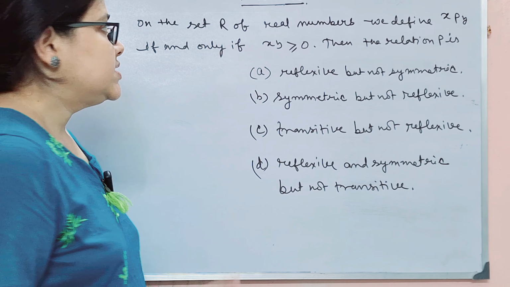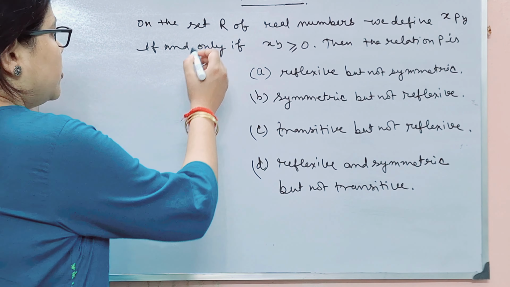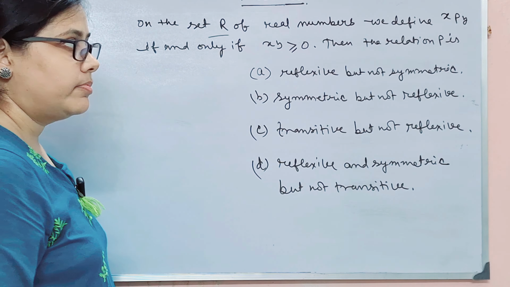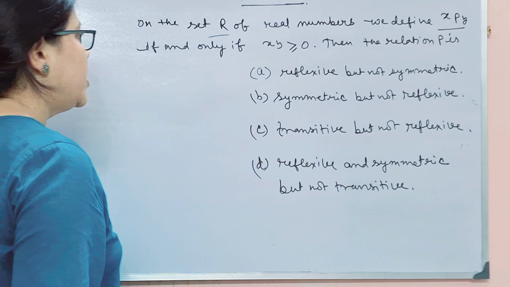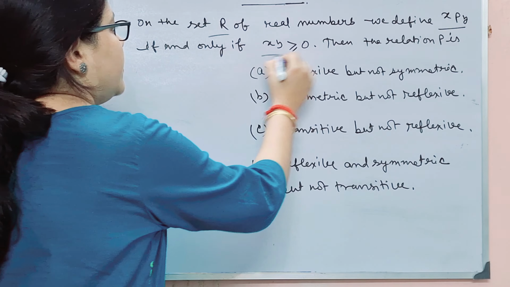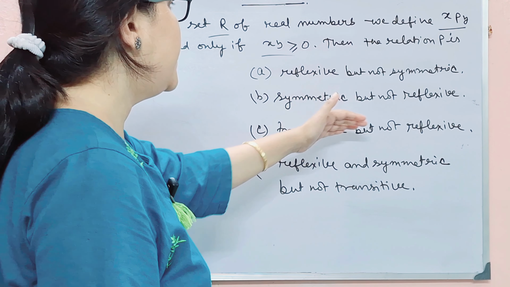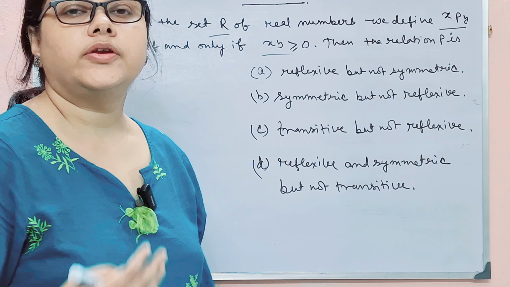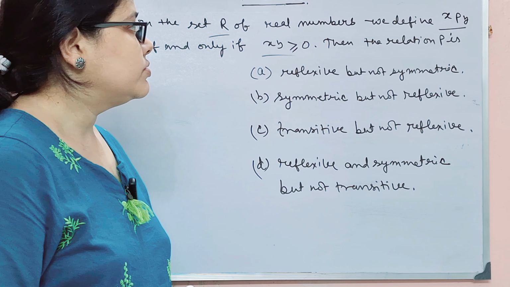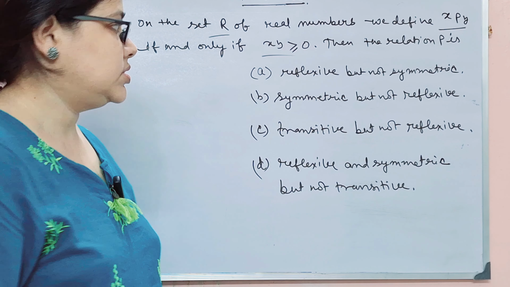So let's come to the second problem. There is a set of real numbers R, and this is the definition: x P y holds if and only if xy is greater than or equal to 0. Then the relation P is, there are 4 options, and you will have to test whether the relation is reflexive, symmetric or transitive.